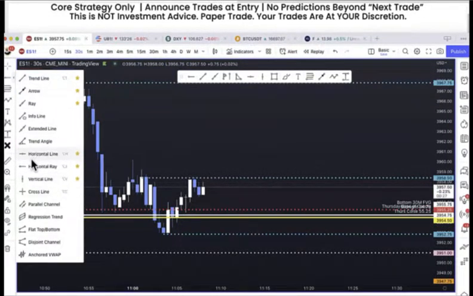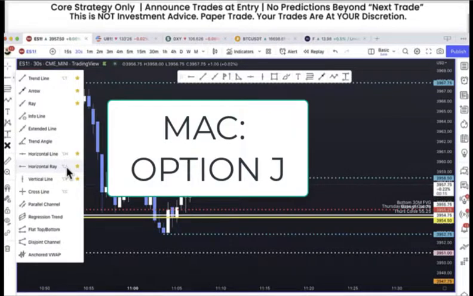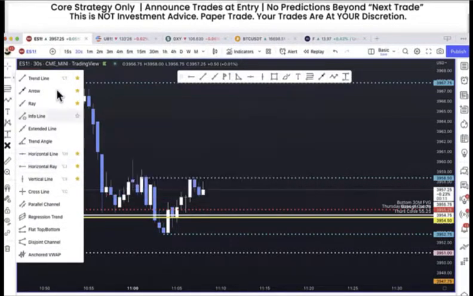For me, for a horizontal line, it's whatever this is. I guess that's Command J. So on my Stream Deck, one of my buttons is Command J, so it'll do that shortcut for me. So if you want to memorize a couple shortcuts, they're in TradingView.